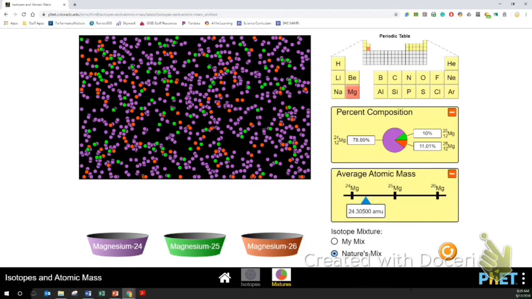Actually, before we start on the packet itself, this is just a little simulation, but it has a really good visual depiction of how different elements have different isotopes, just naturally in nature. Magnesium, which is the example I pulled up to start with, has 3 different natural isotopes. And when you have a chunk of magnesium, you're going to naturally have a mixture of all 3 isotopes in there. So if you just react a chunk of magnesium in the lab, it's not going to be pure one isotope or the other. It's going to be a mix.